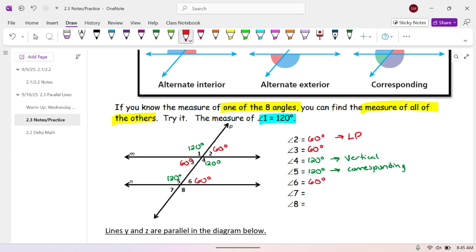So that's the great thing about these guys. Once you get a couple already figured out, you don't even have to rely on angle 1 much anymore. All right? But let's keep going off angle 1. Angle 1 and angle 7, what's the relationship? They're exterior, yes, but they're not alternate, they're same side. On the same side of that transversal.